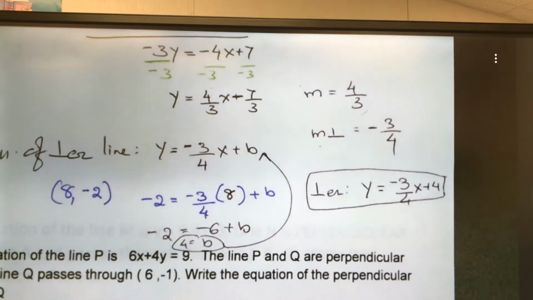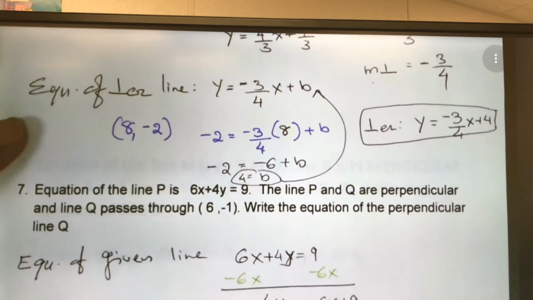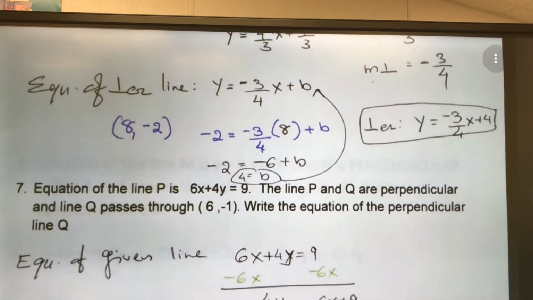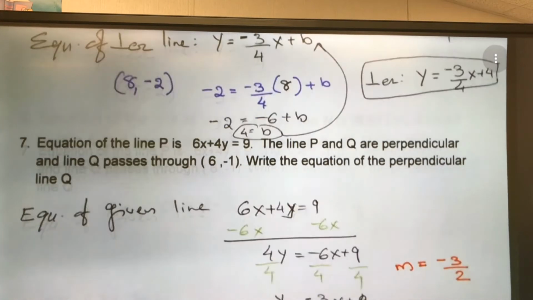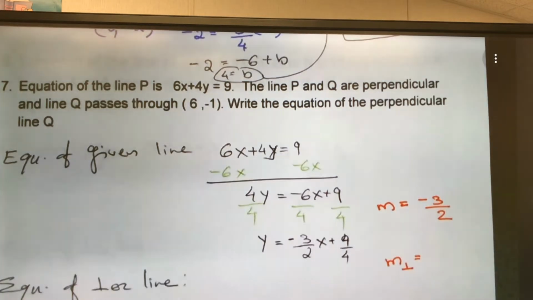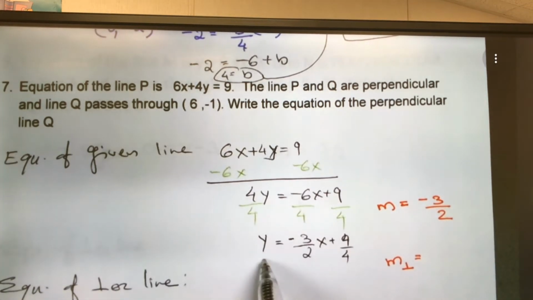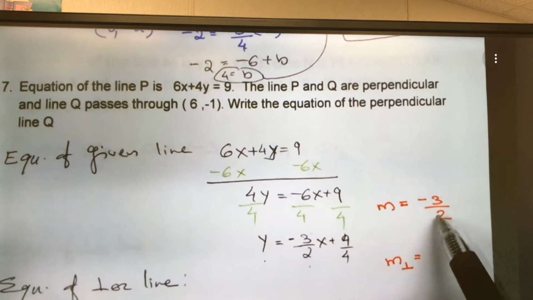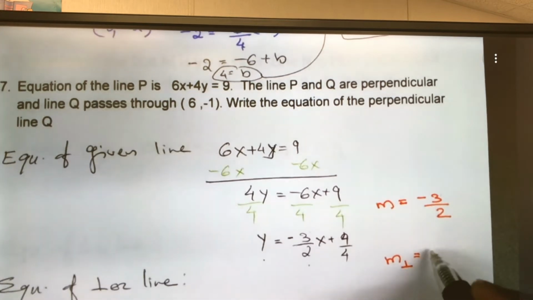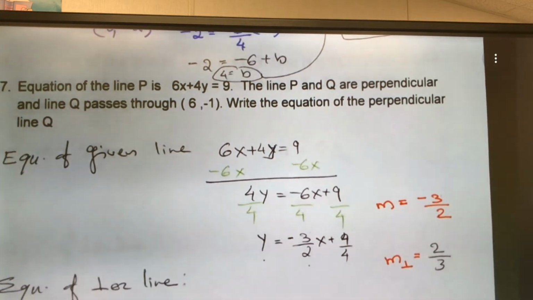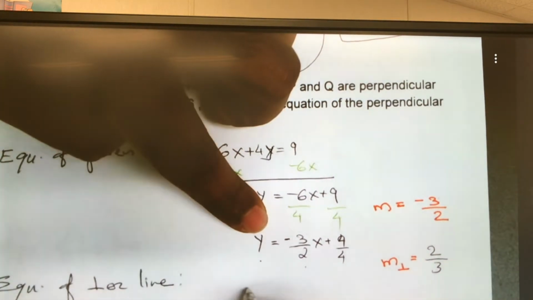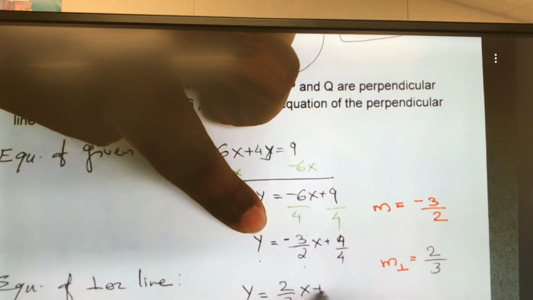Here is the next problem. One more question you have. The same thing. So please pause the video and do it by yourself, and after that come back and watch the video. I hope you have done that one. The slope of my given line is negative 3 over 2. So the slope of the perpendicular line is the opposite reciprocal, which becomes positive 2 over 3.